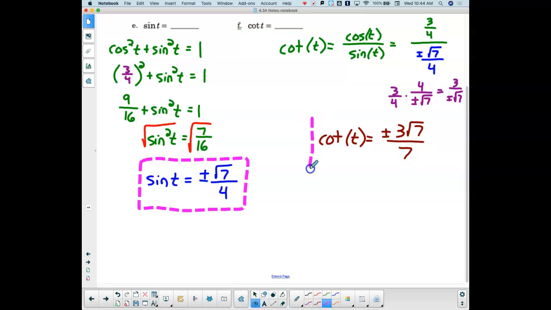You should be able to rationalize those denominators in your brain at this point in time. Okay?